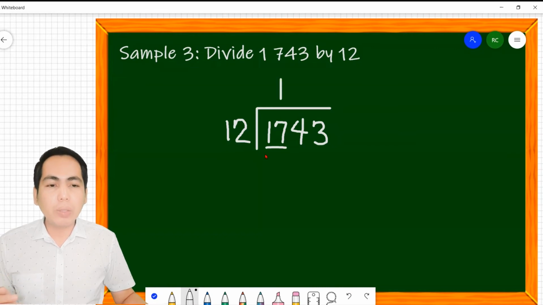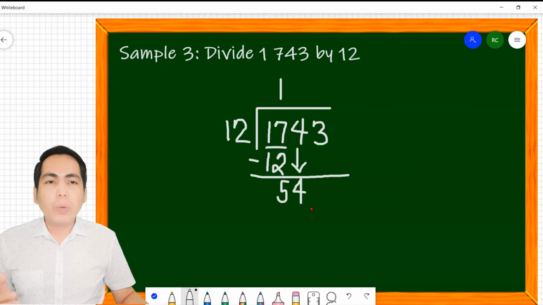So 1 times 12 will give us 12. 7 minus 2 will give us 5. So 1 minus 1 is equal to 0. So we don't need anymore to write the digit 0. And then we are going to bring down the next digit, which is 4.